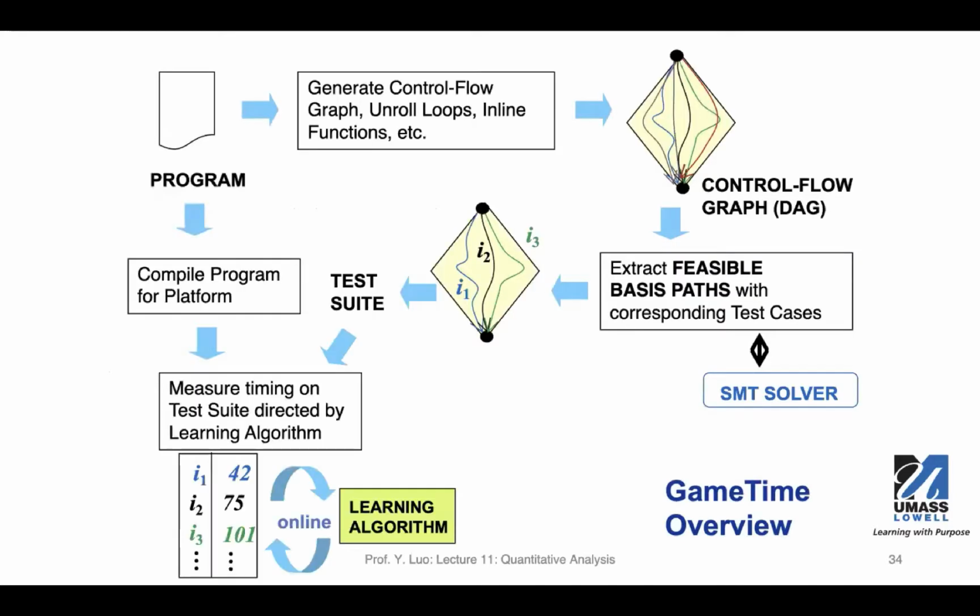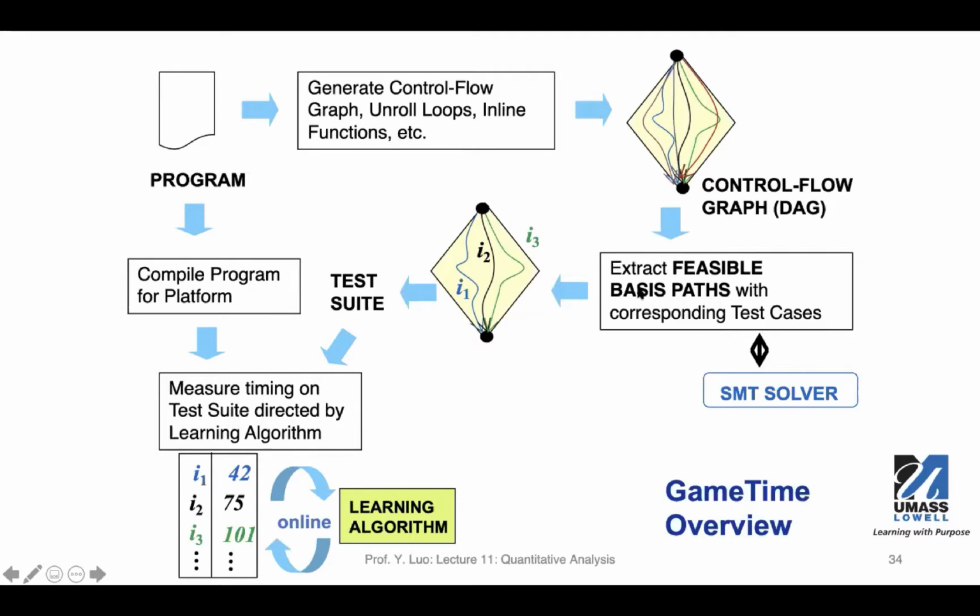This is a very quick visual explanation of what's happening in the GameTime tool. Given the input program that you want to analyze, it will generate control flow graphs using unrolling and inlining functions, those techniques, to eventually have this control flow graph. This one that we saw earlier captures the possible paths and also the basic blocks.